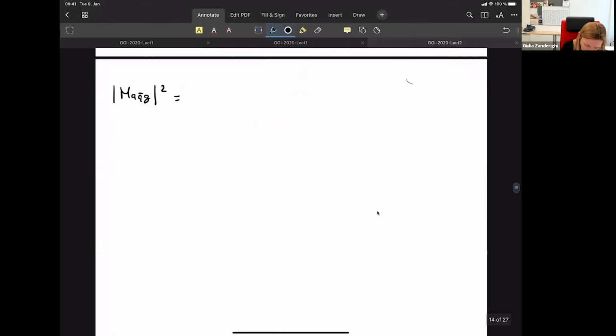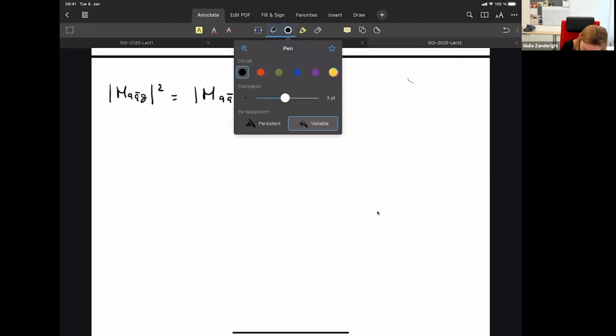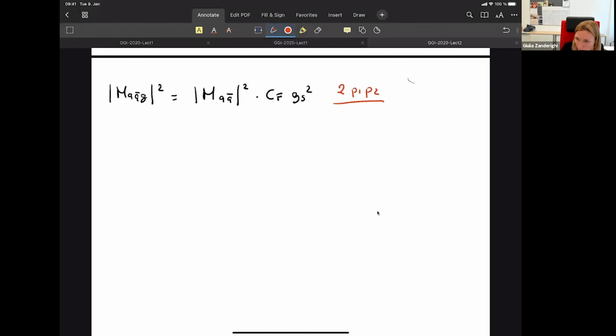So in essence, what you get is the lowest order amplitude, as you had before, squared. You get the factor C_F that comes from this T^a, the coupling squared. And when you square the soft part and take into account that epsilon times epsilon star is -g_{μν}, you simply get twice P1·P2 over (P1·K)(P2·K). Right? And this is what we call the soft eikonal factor.